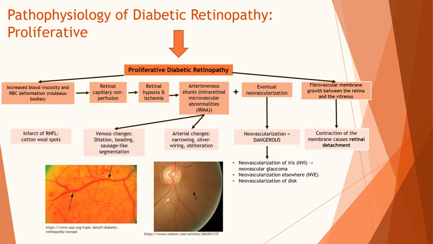Also, in proliferative diabetic retinopathy, there is a growth of fibrovascular membrane between the retina and the vitreous. This membrane that sits atop the internal limiting membrane can contract, and when it contracts, it can pull the retina along, causing retinal detachment. In diabetic retinopathy, there is also a lot of ischemia and infarcts, so a lot of tissue death resulting from that. So cotton wool spots are frequently seen.